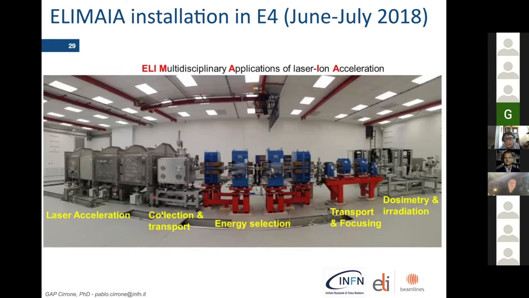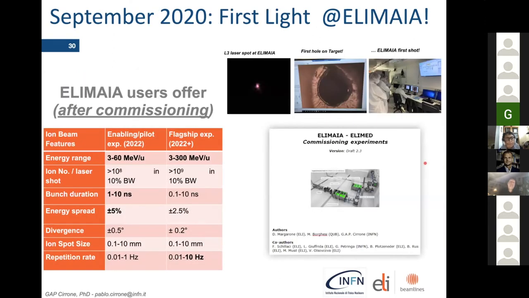There are five permanent magnet quadrupoles that are used to focus the beam. This is an energy selection system that is used to select the beam in energy. Then we have another part that transports the beam up to the point where irradiation will be performed. And in this period, we are performing the commissioning together with the ELI beamline colleagues.